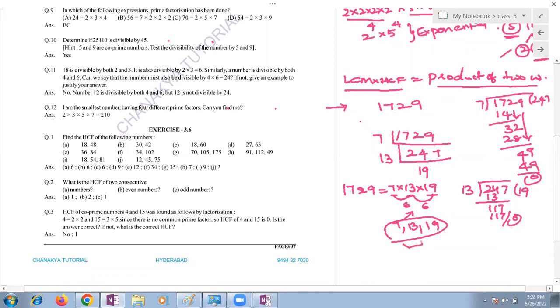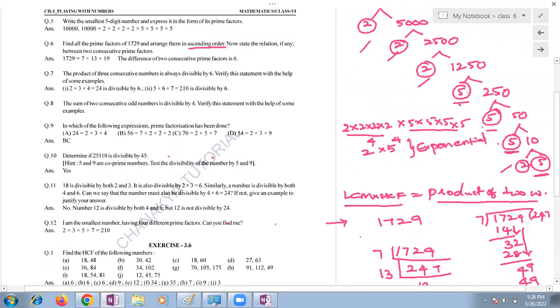The difference between the consecutive prime factors is 6, ma'am. Yes, that is the relation you are saying. And this is not only this number, children. Ma'am, if they were different, the difference would be different. Then there is no relation. Exactly, that's why it is a special number. That's why it is a Ramanujan number.